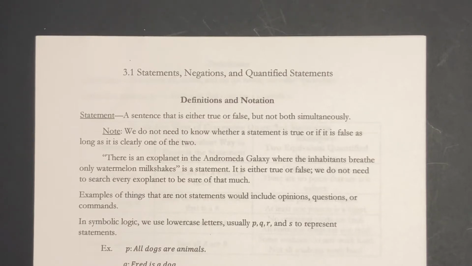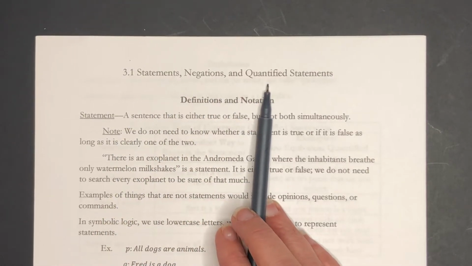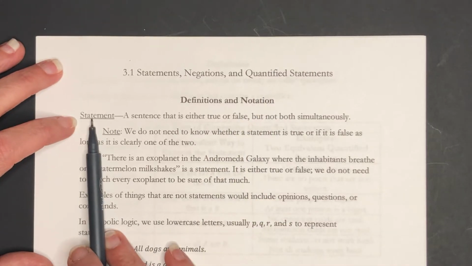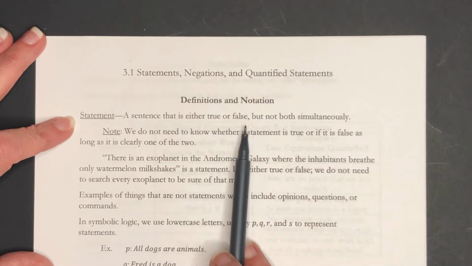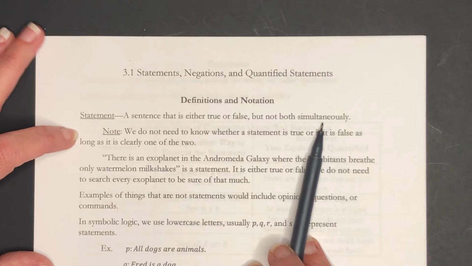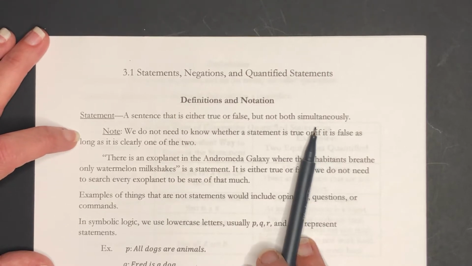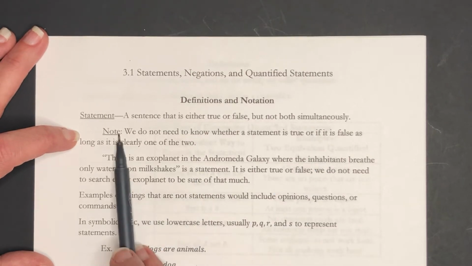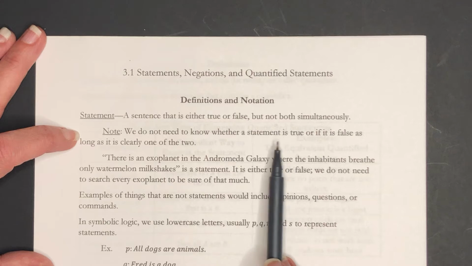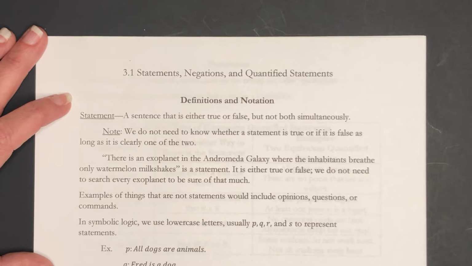to that level. Okay, so 3.1 is statements, negations, and quantified statements. Some definitions. A statement is a sentence that is either true or false, but not both simultaneously. So things that would not be a statement would be an opinion, because it might be true, it might be false, or you can't really tell. A direct order, sit down, is not a statement because it's not true or false. We do not need to know whether or not a statement is true or if it is false. We don't have to know that, as long as it's clearly one of the two. It's either true or it is false, and it cannot be both.